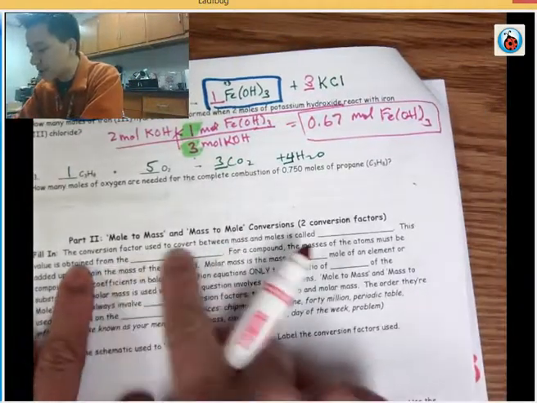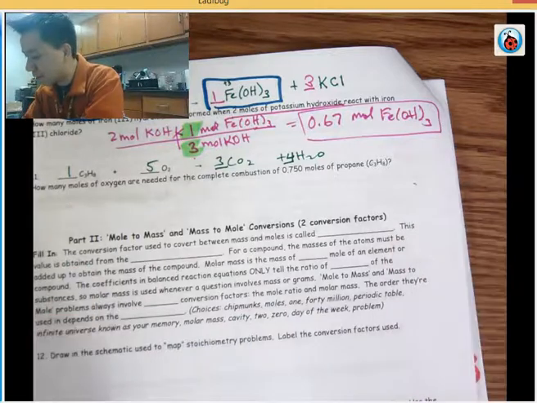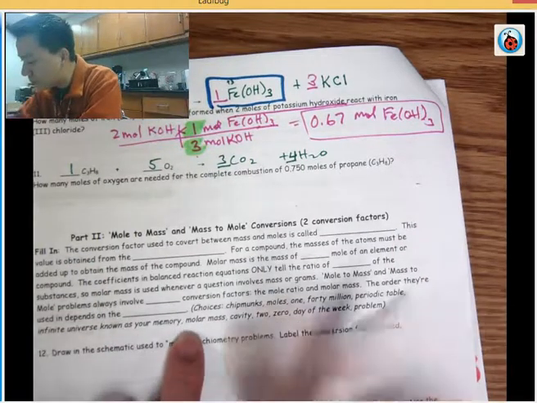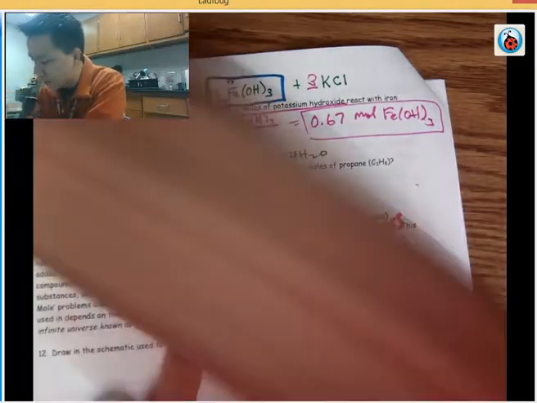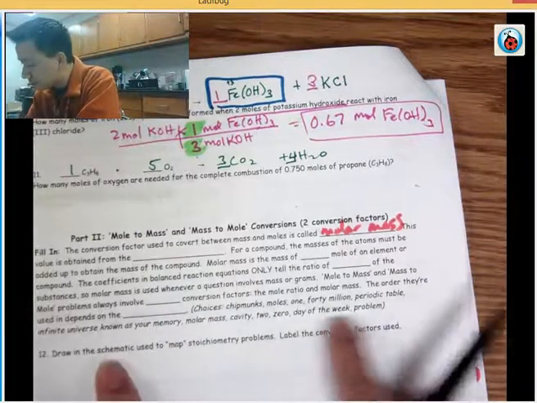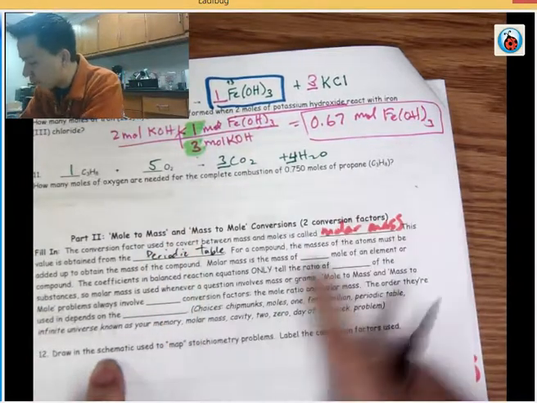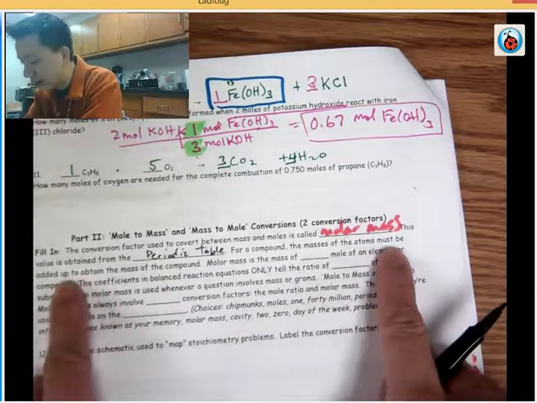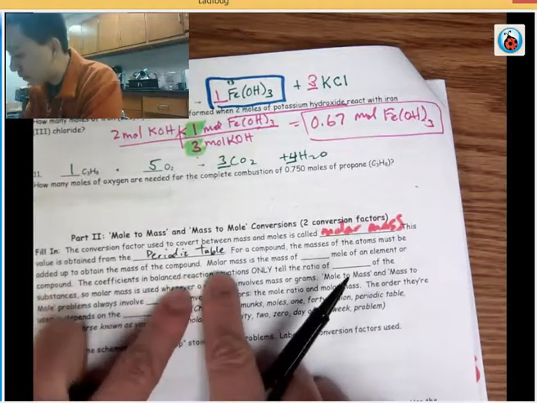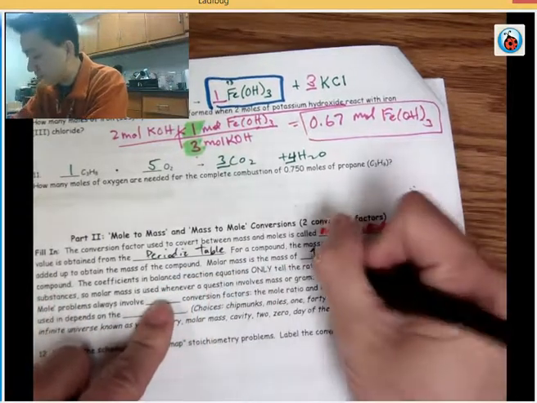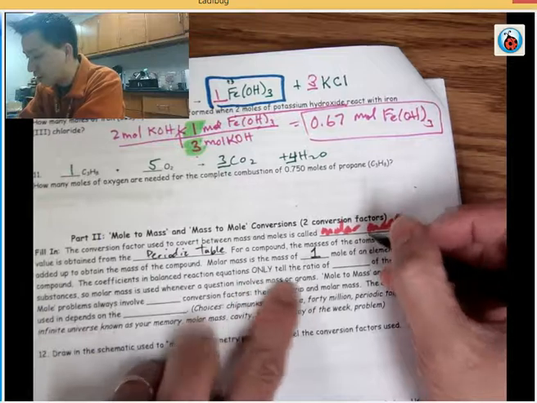Okay, so the conversion factor used to convert between mass and mole is called the molar mass. Let's look at some of these words. Molar mass. This value is obtained from the periodic table. For a compound, the masses of the atoms must be added to obtain the mass of the compound. You have to add up all the elements to get the mass of a compound. That's what that's saying. Molar mass is the mass of 1 mole of that element or compound.